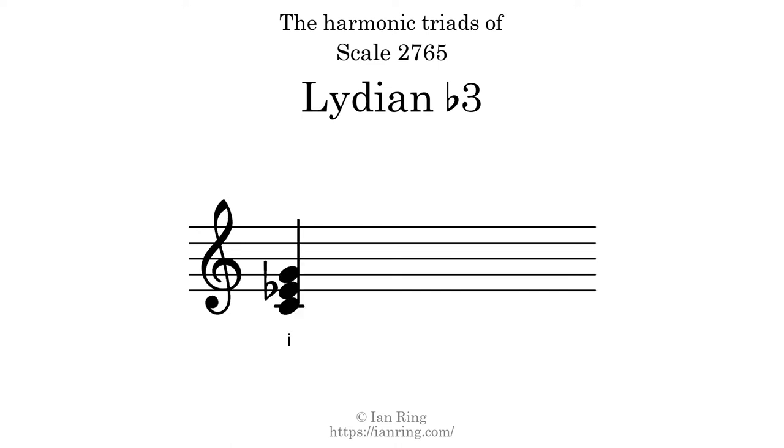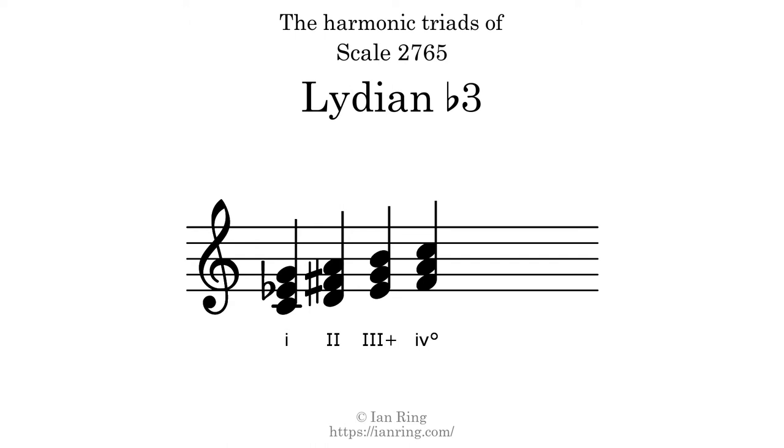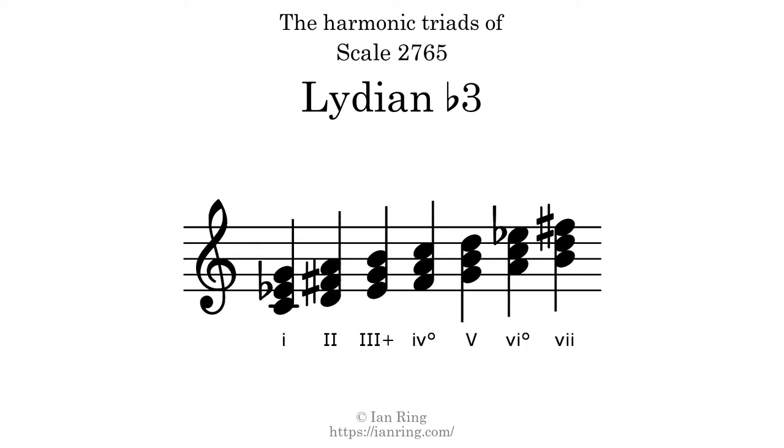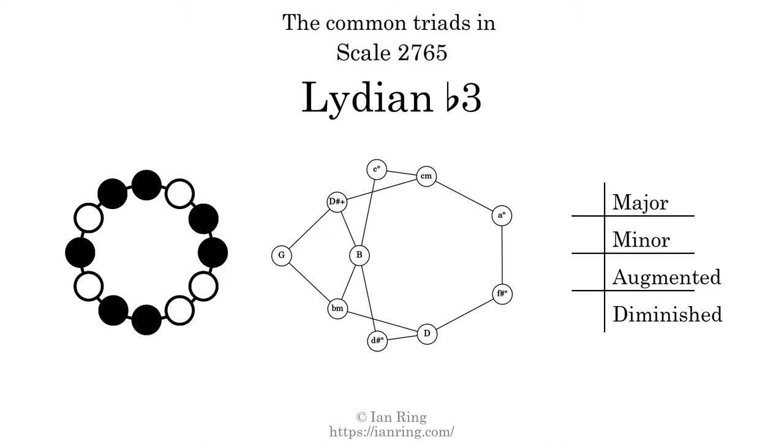Minor, major, augmented, diminished, major, diminished, minor. Here are the common triads present in this scale. The diagram in the center is a graph of parsimonious voice leading between triads.